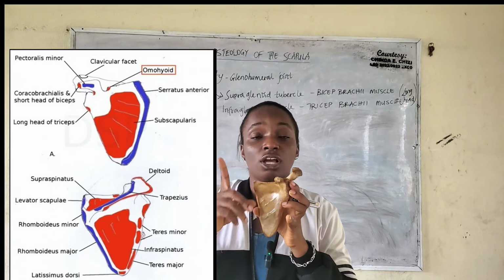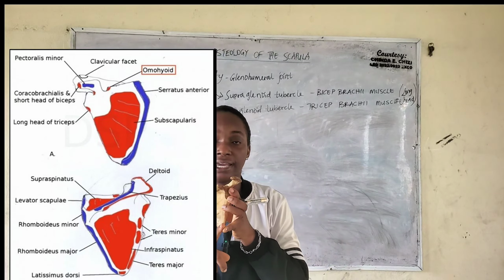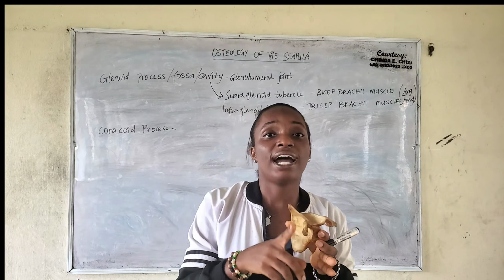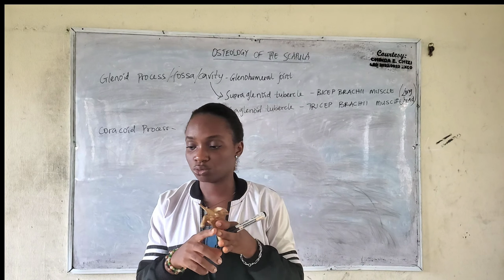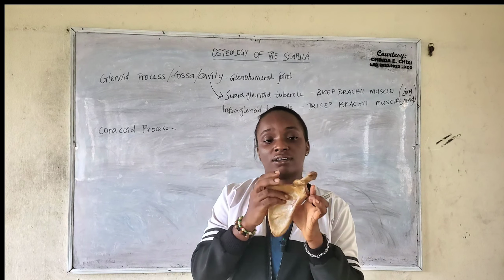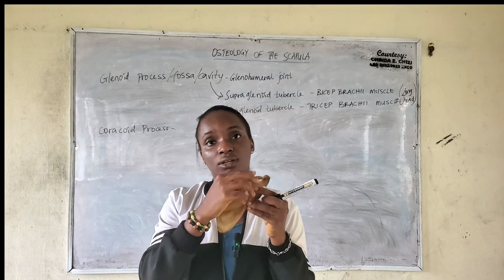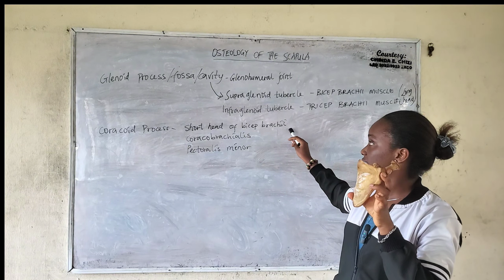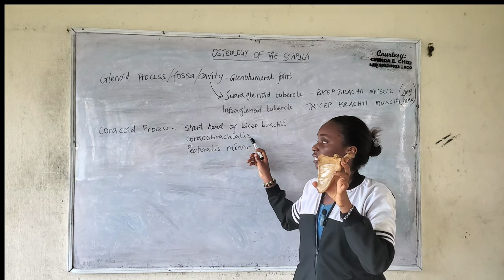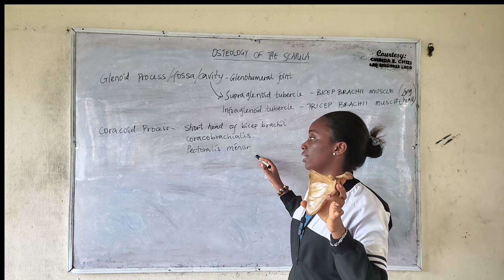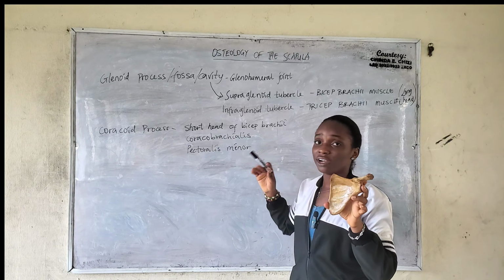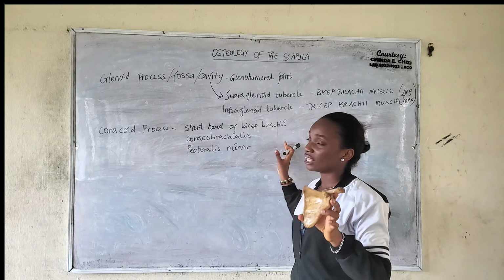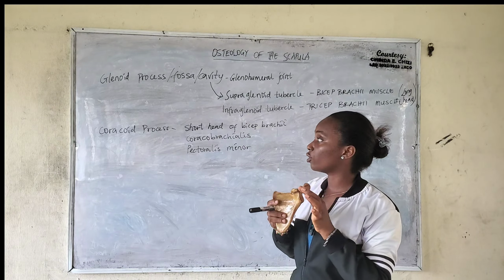It serves as attachment to the short head of the biceps brachii, the pectoralis major, pectoralis minor, and the coracobrachialis muscle. These muscles attach to the coracoid process. We have the short head of the biceps brachii, the coracobrachialis muscle, and the pectoralis minor muscle. Now, if you're writing your exam, please note all these muscles and state them out. These muscles attach to the coracoid process.